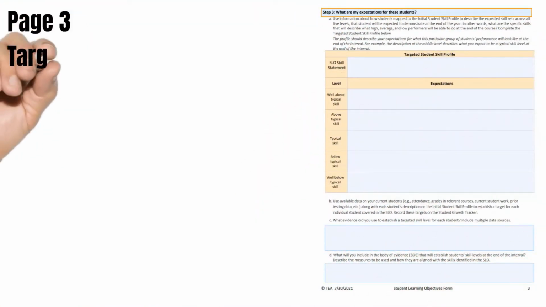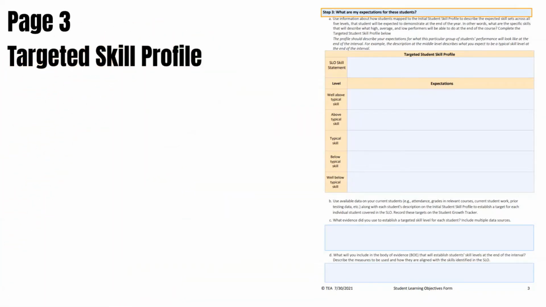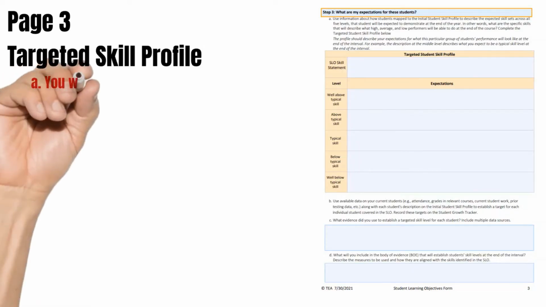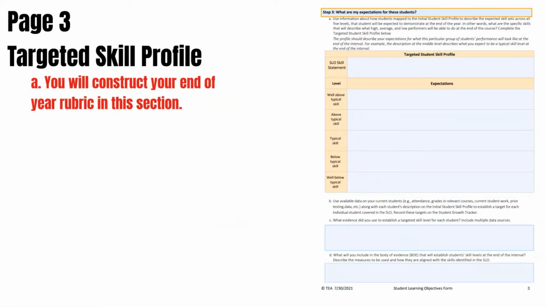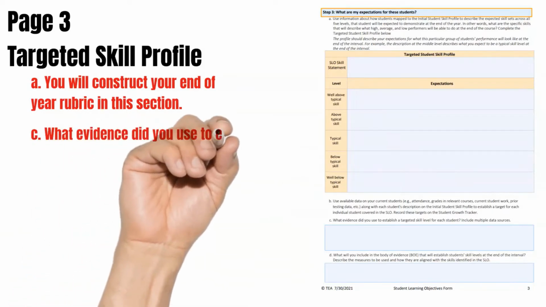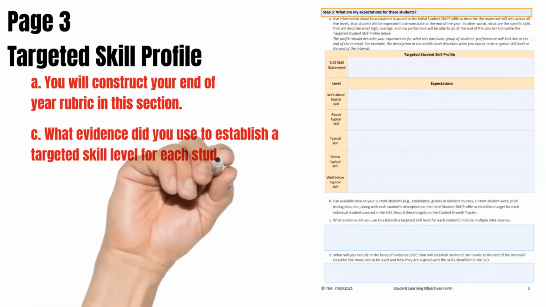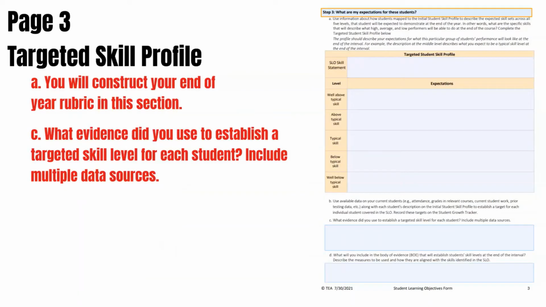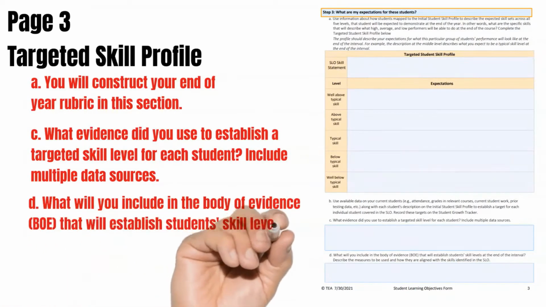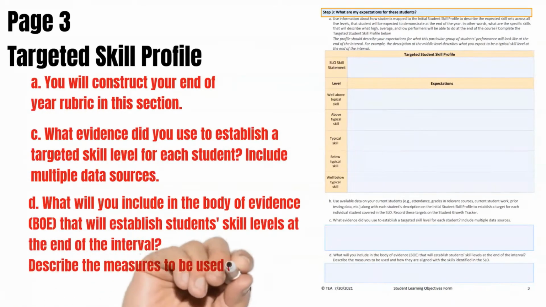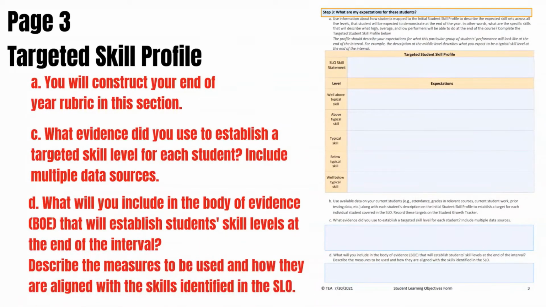Now, let's move on to page number 3. The most important page of the SLO packet, creating the targeted skill profile. You will construct your end-of-year rubric in this section. You will also answer 2 questions. What evidence did you use to establish a targeted skill level for each student? Include multiple sources. And what will you include in the body of evidence that will establish each student's skill level at the end of the interval, or at the end of the year? Describe the measures to be used and how they are aligned with the skills identified in the SLO.